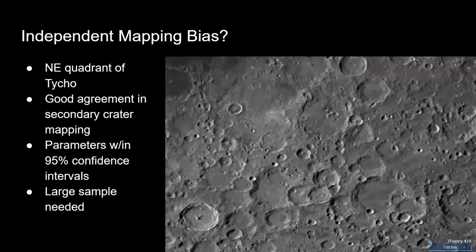Okay, well, you may be thinking, well, Mika, you're having a bunch of different people map these secondaries. How do you know that I'm not going to get the same thing that Kelsey does? Well, a student who's working on our project had all of us map this northeast quadrant of Tycho crater, which is right here, for secondaries. And he found that there's good agreement in secondary crater mapping parameters within 95% confidence intervals, as long as you have a large sample size of secondaries. And we, let me tell you, did a large sample size of secondaries, over 8,000 for this primary crater that I'll be talking about.